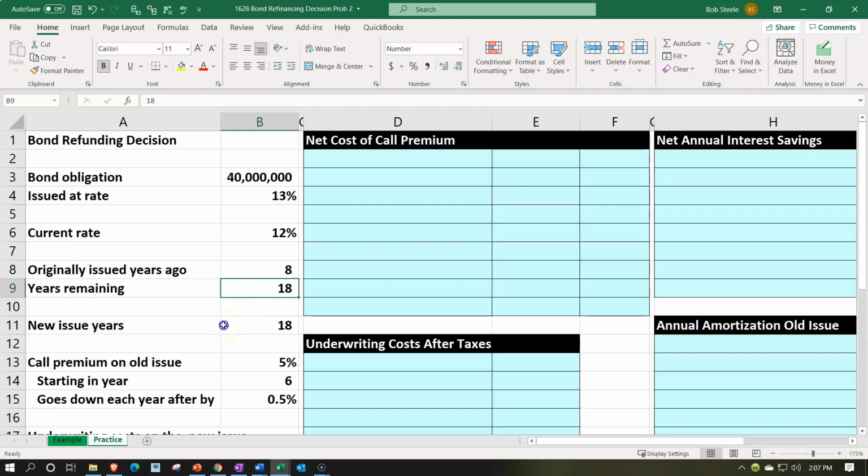So the new issue years are going to be 18. In other words, if we retire the other ones and we reissue the current ones, we're going to issue them for the same time period as the years remaining, that being 18.